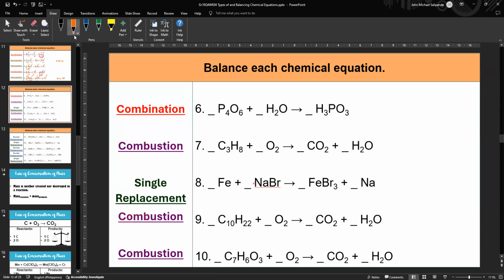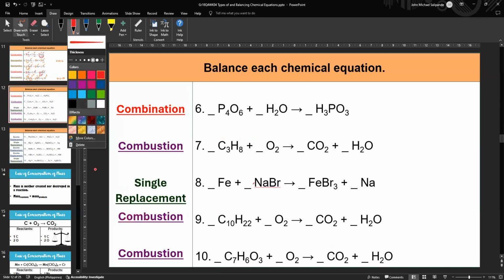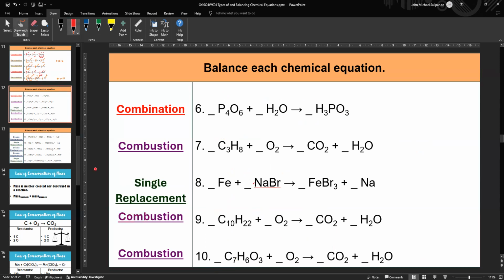Okay. Number 6, this is the last example of combination in this set of examples. Okay, so we have P4O6 combining with H2O to form H3PO3. So let's start with phosphorus. You have 4 phosphorus atoms here on the left side and 1 phosphorus atom on the right side. So we have to multiply H3PO3 by 4. Okay, and with that, phosphorus is already balanced.